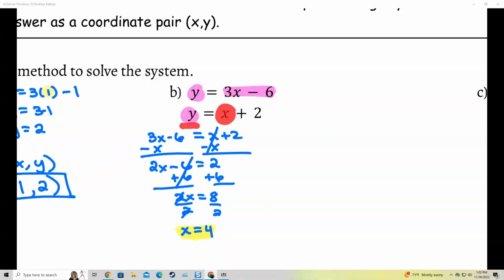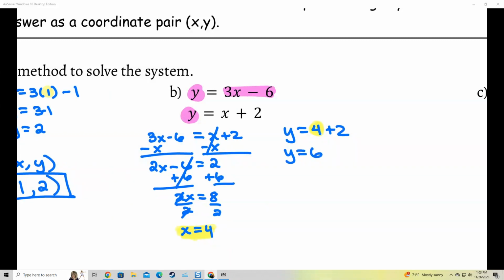So I'm going to write y equals, and instead of x, I get to write 4 plus 2. Let me go ahead and write that. Y equals 4 plus 2. That is me substituting my x value right there. Well, that's easy. That just means y equals 6.